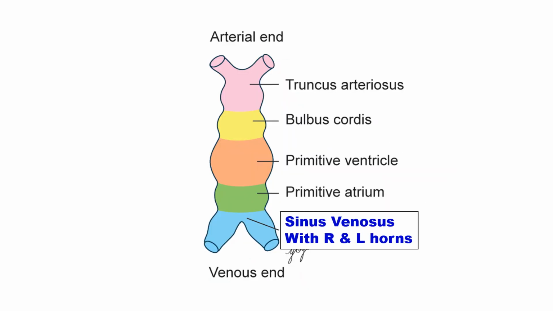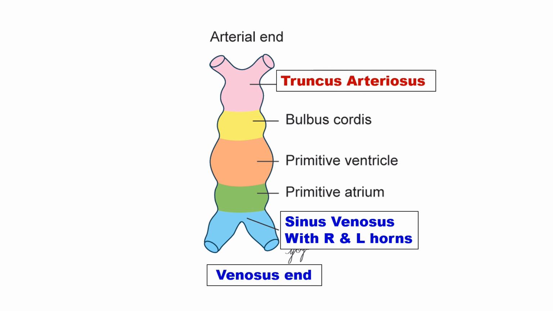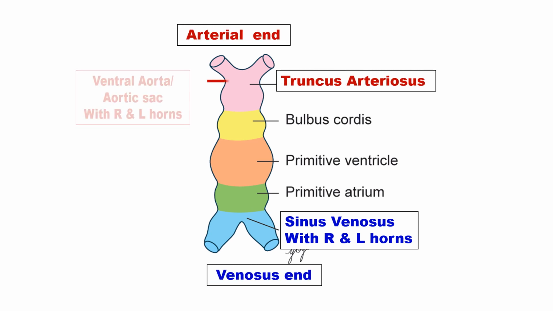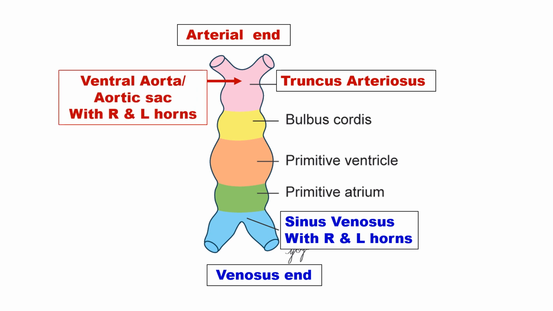The sinus venosus, with right and left horns, forms the venous end of the heart tube. The truncus arteriosus is the arterial end. It is now known as the ventral aorta or aortic sac with right and left horns.